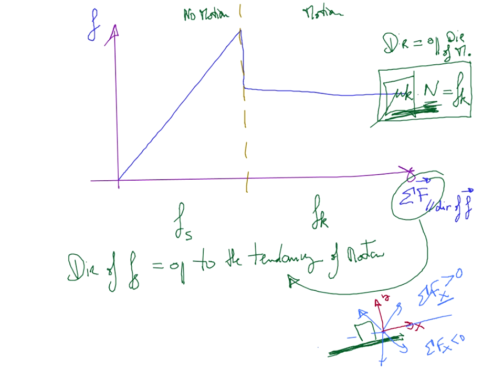Let's look at this point. What do you notice? You notice that the static friction increases linearly, then suddenly it's going to drop. This drop occurs between a no motion state and a motion state. Is that something we can relate to or not?